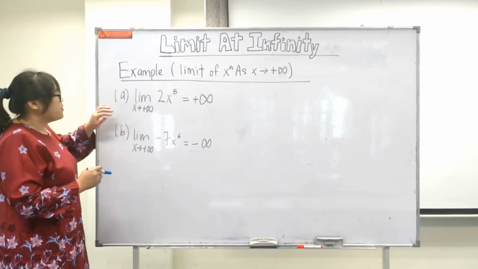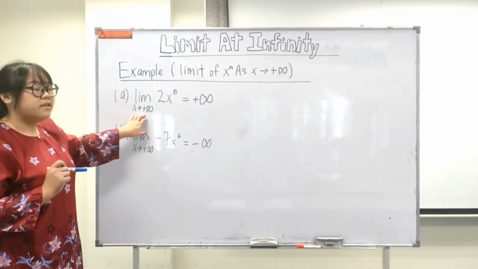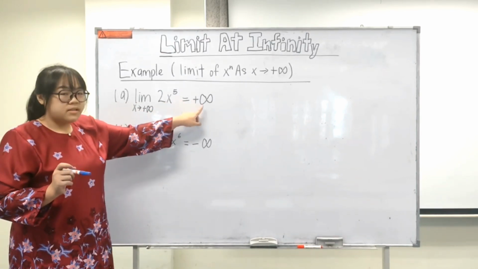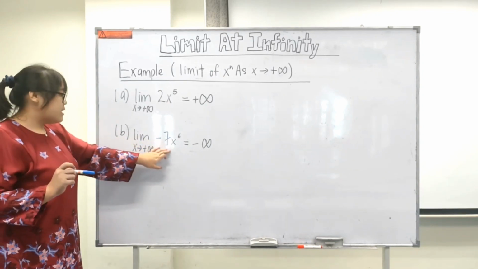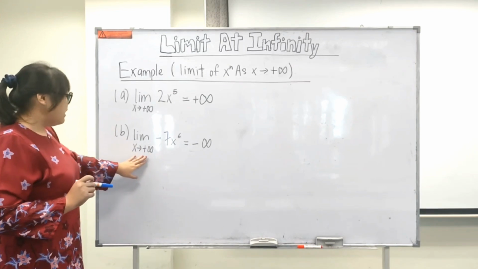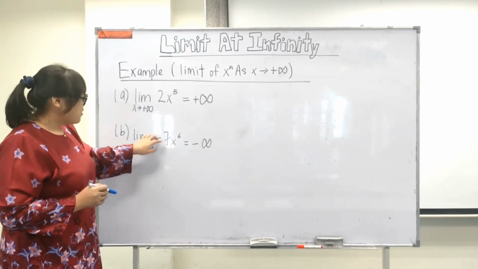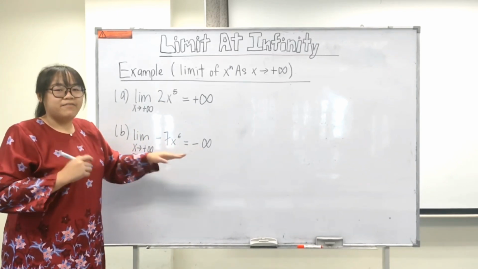So we look at question 8. A: the limit of 2x to the power of 5 when x is approaching positive infinity. So we need to substitute positive infinity into x, and it will become positive infinity. Look at question B: the limit of negative 7x to the power of 6 when x is approaching positive infinity. So we need to substitute positive infinity into x also. But since we have the negative in this function, we need to write back the negative.